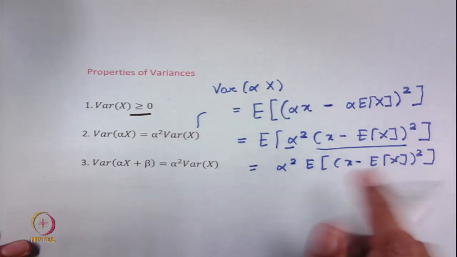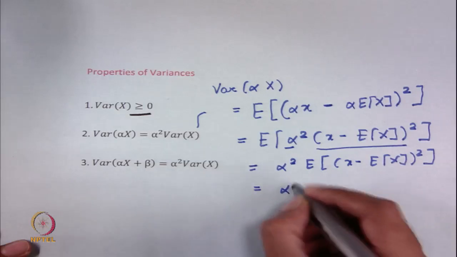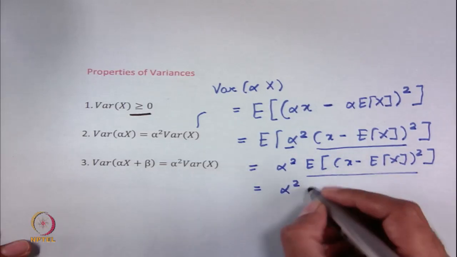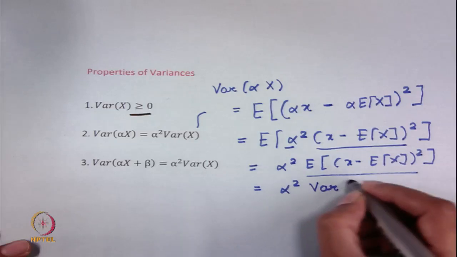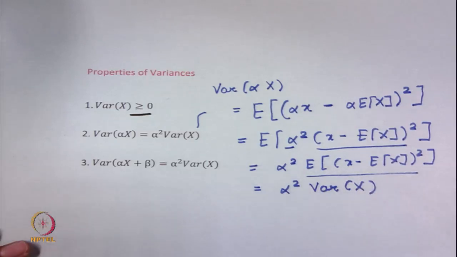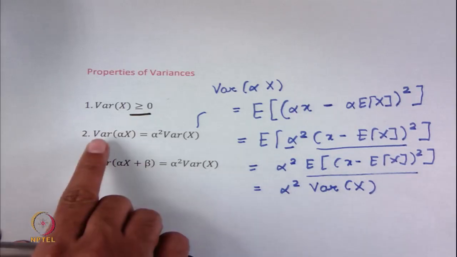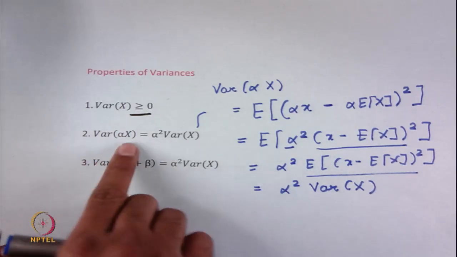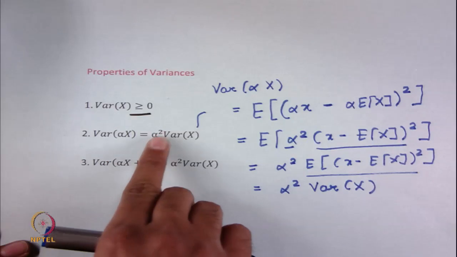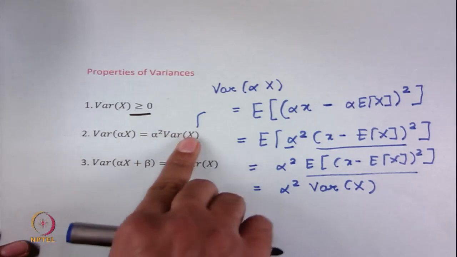And as you can see, this is alpha square, and this quantity is the variance of a random variable. So, we have seen an important result: the variance of a constant times a random variable is the square of the constant times the variance of x, the variance of that random variable.